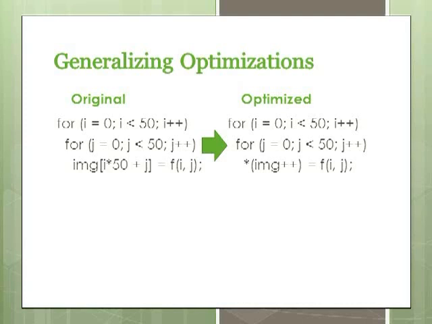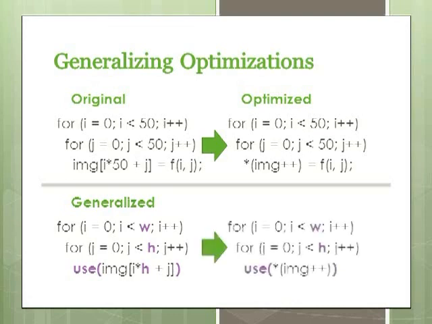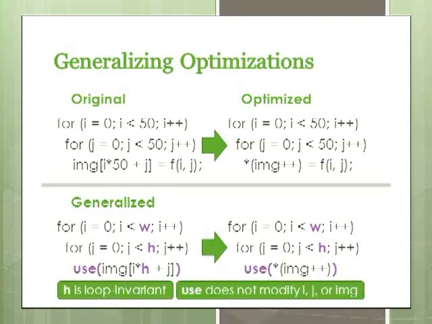So really, you want the compiler to learn a more general form of this optimization. Something like, whenever you see a program that looks like this, so some arbitrary expression w, some arbitrary expression h, and some arbitrary use of image[i times h plus j], well then the compiler should rewrite this program so that it uses image plus plus instead. Now the compiler shouldn't always use this optimization, since this optimization isn't always sound, meaning it won't always preserve the semantics of the program. So the compiler also needs to know to check side conditions such as h is loop invariant, and this use doesn't modify i, j, or image.